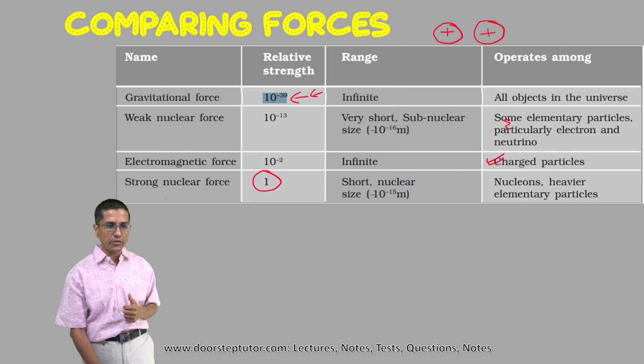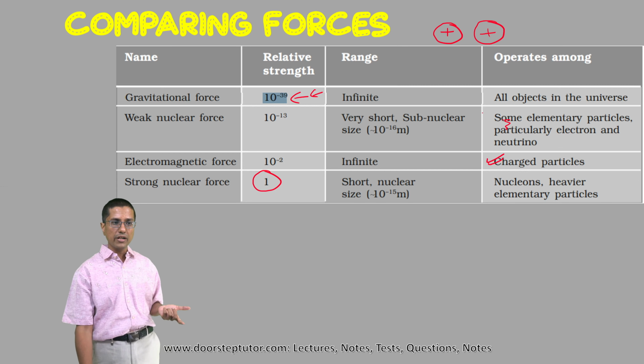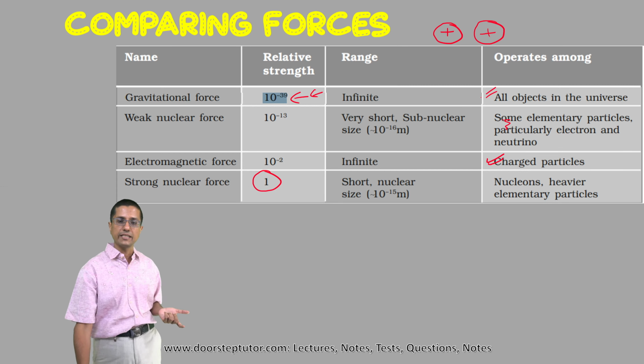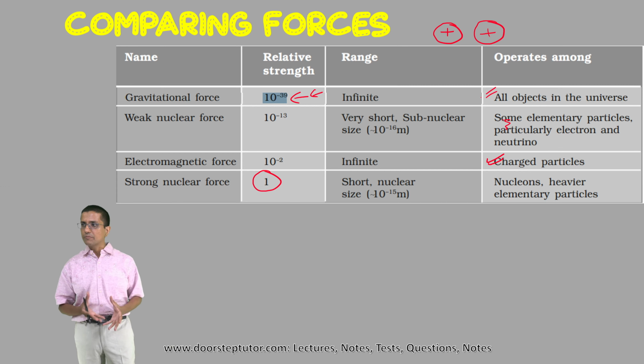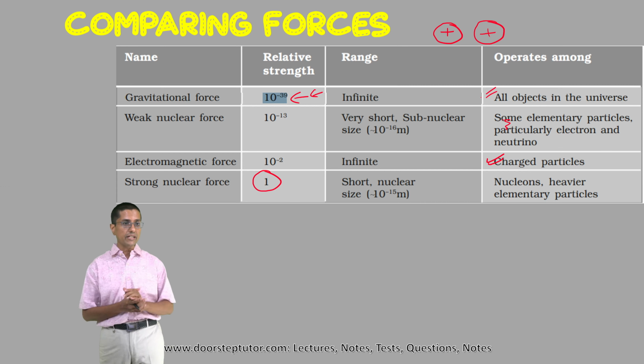You need charges for electromagnetic force to happen. Similarly, for gravitational force to happen, you need masses. If a particle is massless, there is no gravitational force on it. Okay, that is the most important thing.